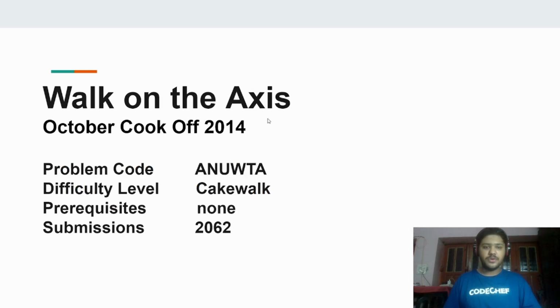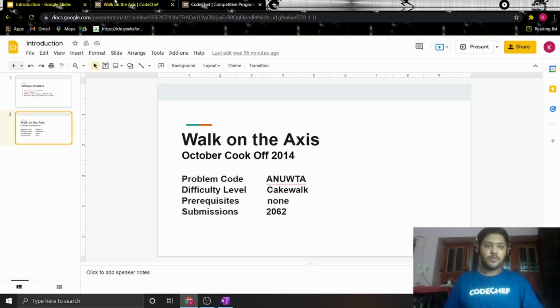And today I am going to discuss the problem Walk on the Axis, which was asked in October Cook-Off 2014. The difficulty level of the problem is Cakewalk and the prerequisites are none. The number of accepted solutions of the problem in the contest were 2062. Now let's move on to the problem statement.